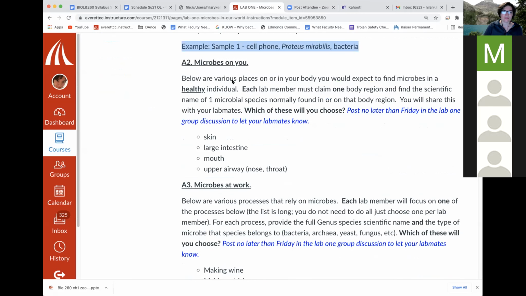The second category is microbes that live on you, so your normal microbiota. Here are some areas of your body where normal microbes grow: skin, large intestine, mouth, upper airway. You're going to pick one of these, and in the lab discussion by Friday, you're going to say, I'm going to look up what grows on human skin, or I'm going to look up what grows in our mouth. Then you just have to research and find a particular species that lives normally in people in this area, and then come back and say, this is what I found.